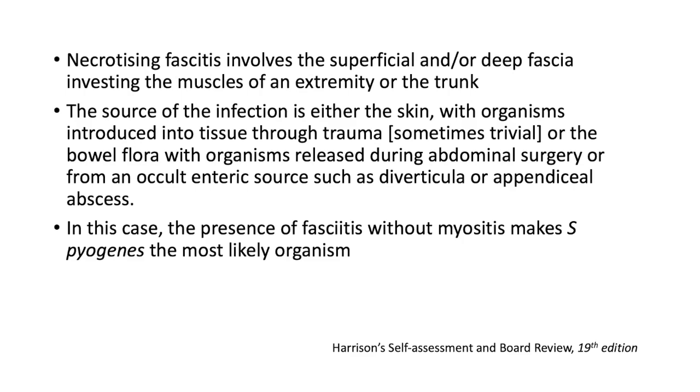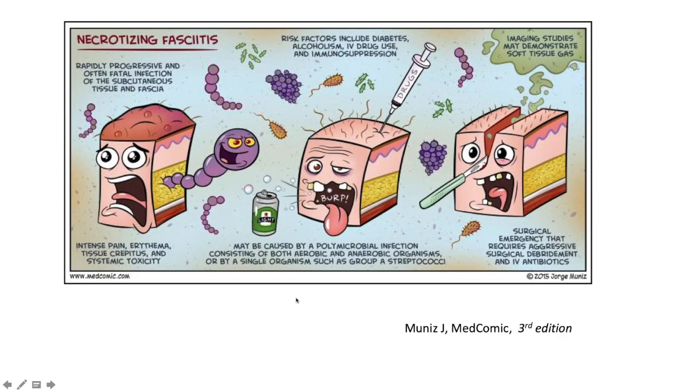Now the source of infection can either be the skin with organisms introduced into the tissue through trauma, sometimes trivial, or bowel flora with organisms released during abdominal surgery, or from an occult enteric source such as diverticular or an appendiceal abscess. In this case, you've got fasciitis without myositis, which makes strep pyogenes the most likely organism.